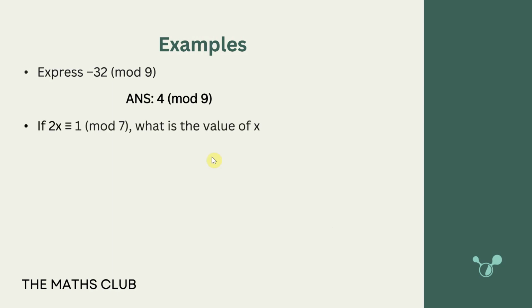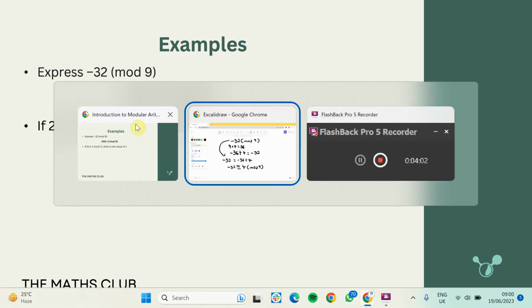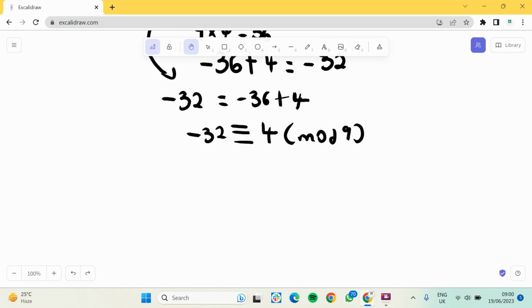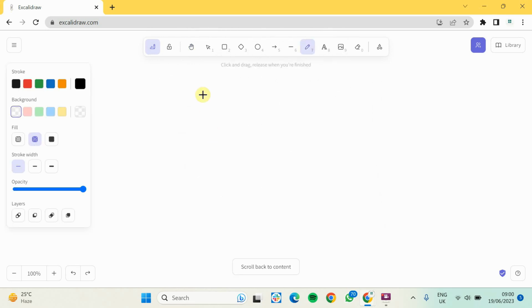Now look at this question. It says if 2x is congruent to 1 mod 7, what is the value of x? Sometimes you might see triple equal to, sometimes double equal to, so don't be carried away. Let's go. If 2x is congruent to 1 mod 7, what is the value of x? How can we solve this? I would have said I should divide. If I divide both sides by 2, I'll have a fraction here. Is that what I want?